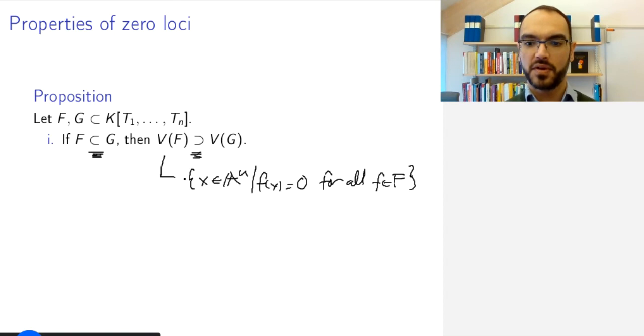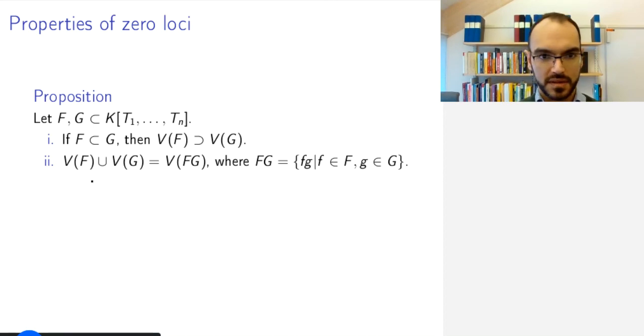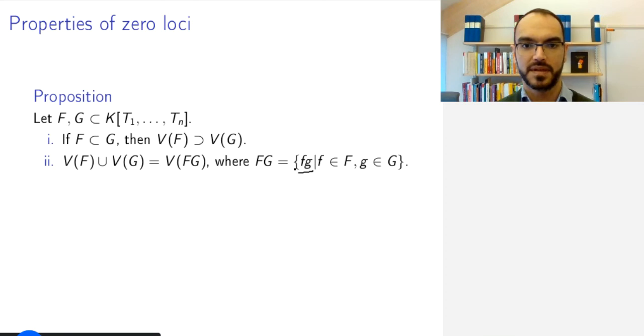By the way, feel free to pause and think at any time how any statement is proved, or go back to the definition and read it again as you wish. Second property, the union of the vanishing set of f and g. Now, f and g are general again, not contained in each other generally. The union of these vanishing sets is the vanishing set of the product family. So this is the set of all products, f times g, with f in f and g in g. The ring of polynomials is commutative, so it doesn't matter.